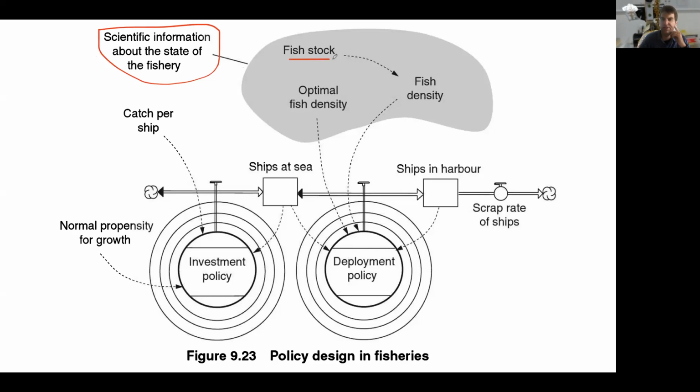So we've got the real fishery, which is kind of hidden. And the real fishery has a real fish density. And there is some sort of optimal fish density, which we don't know, but we need to figure that out. And then that will go into the deployment policy, which will affect how many ships will end up being deployed. And all this is going to be modeled by our estimation of what the fish density in the fishery actually is. And so we have to model our kind of uncertainty in this as well.